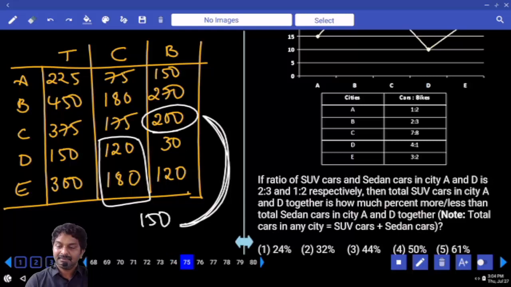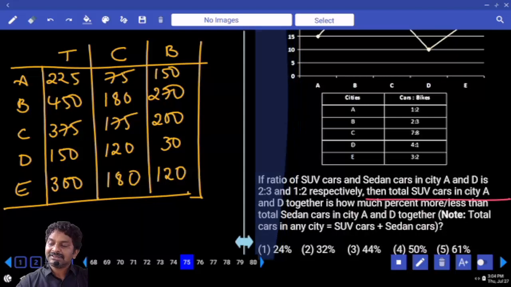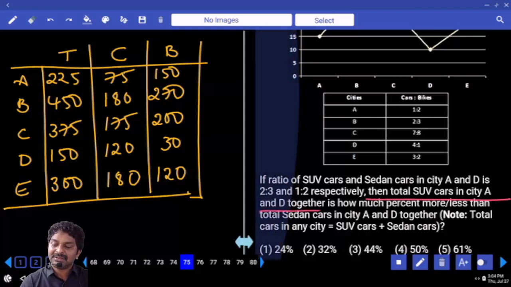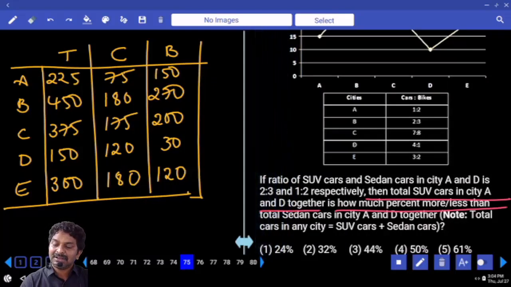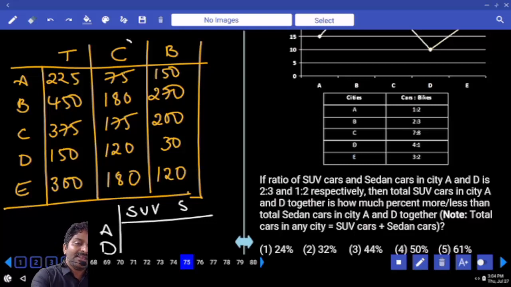If the ratio of SUV cars and sedan cars in city A and D is 2:3 and 1:2 respectively, then total sedan cars in city A and D together is what percent more or less than total SUV cars in A and D. So now you have SUV and then sedan for both A comma D. So they belong to cars only, right? In A, how many cars are there?